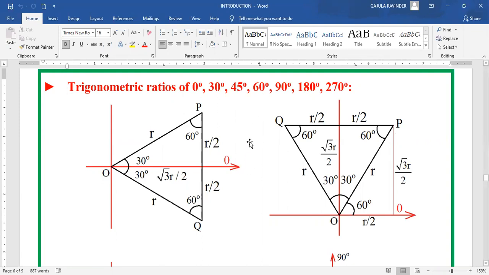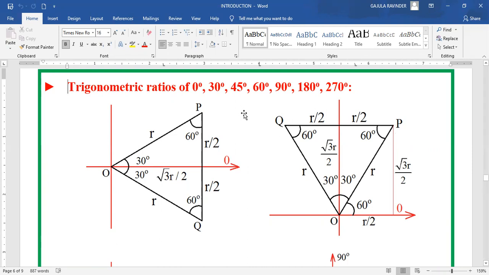Dear friends, in the last sessions, we have discussed angles, measurement of angles, definitions of trigonometric ratios and their relations and identities, as well as some properties of these trigonometric ratios also, dear friends.